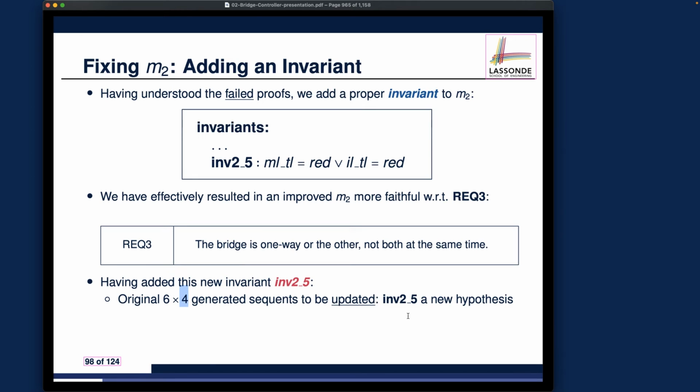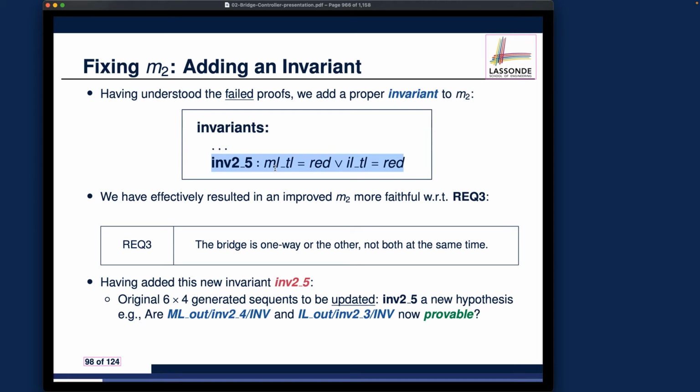And for those, we know that these 2 failed to be proved. But with the new invariant number 5 that we just introduced, we can add this as an extra hypothesis in the sequent. Does that mean the 2 sequents will be provable now? That's something we'd like to find out very soon.